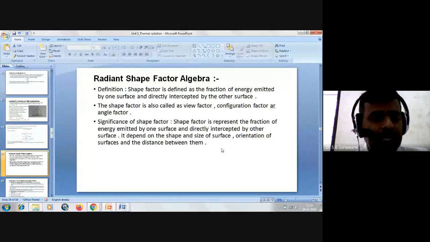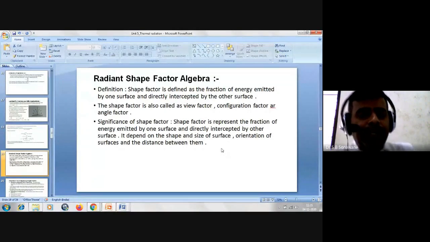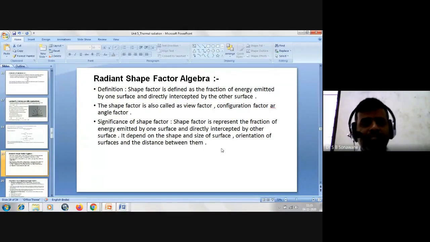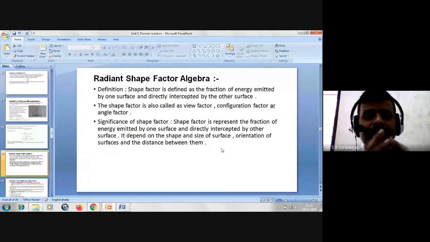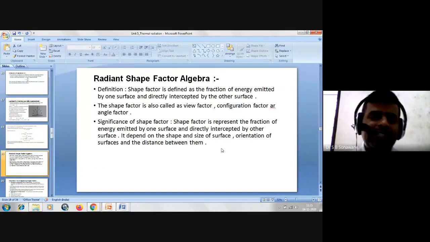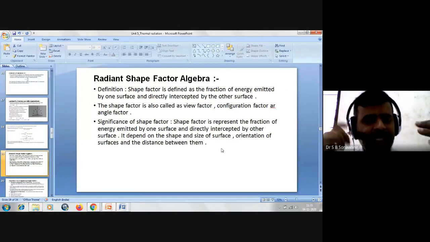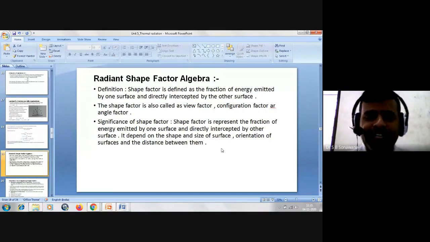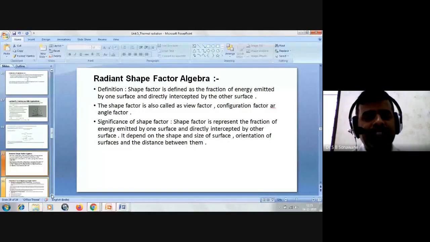So here basically we need to consider these particular surfaces which are of interest for our study. Otherwise, there are a lot of surfaces, and there is a continuous exchange of radiant energy taking place. Okay, but as far as possible, we have to select the surfaces between which we want to determine the radiant heat exchange.